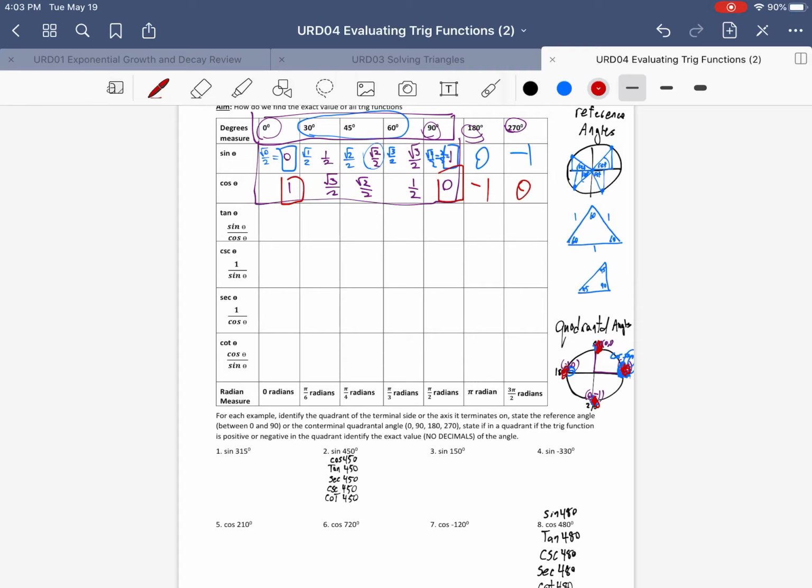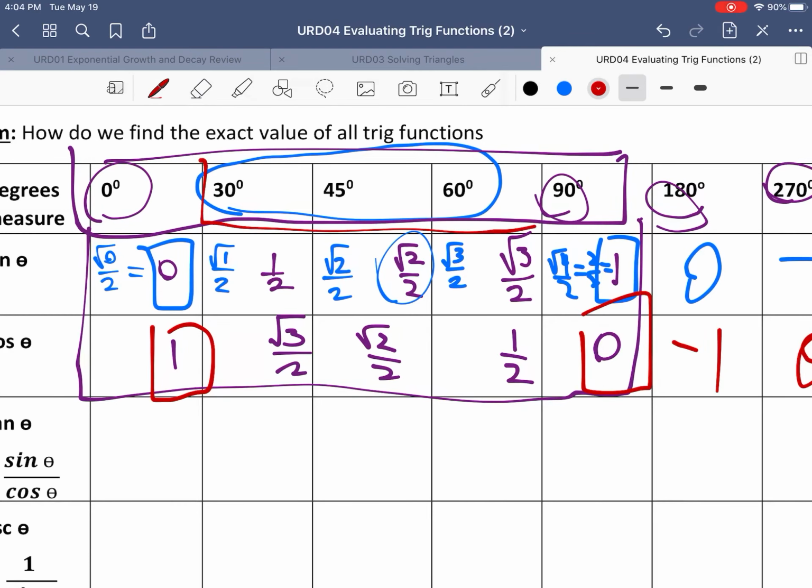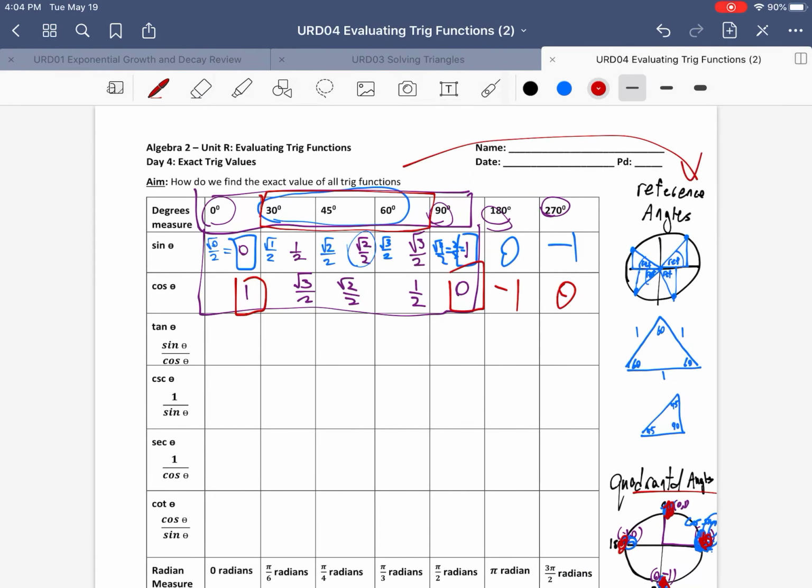So you can see there's two patterns to follow. One is just going around the circle for the quadrantal angles, and for all the other angles, which include the reference angles, so 30, 45, and 60 are going to be reference angles.